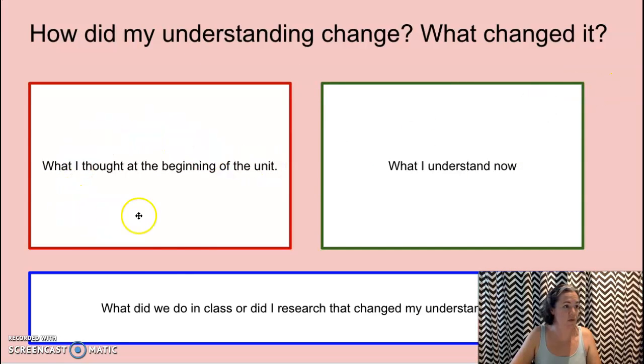So what was thought at the beginning of the unit about this particular topic, the inner or the outer core? What do you understand now? And then what did we do in class, or what did I research in order to be able to change my understanding? And so 3 boxes with text. This one doesn't require any pictures or images, okay?